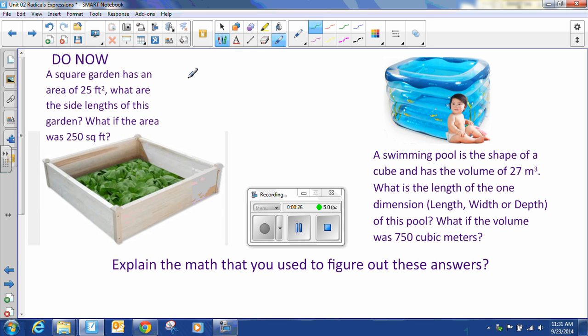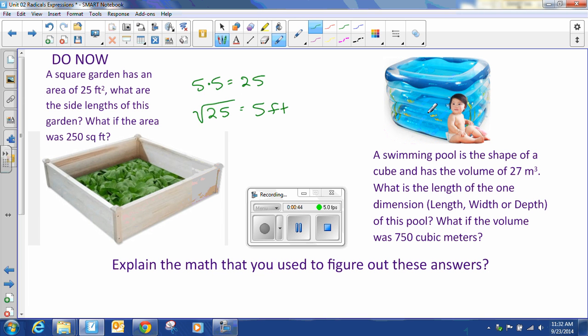Well, you should remember that 5 times 5 is 25. You're basically taking the square root of 25 to get 5. So 5 feet is one side length.